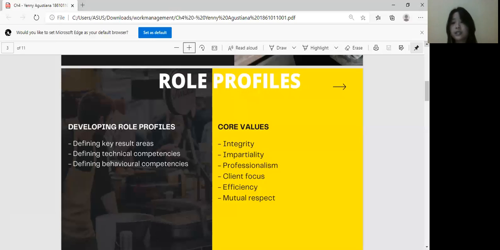The first one is integrity, where we demonstrate high standards of honesty and reliability. The second is impartiality: we are fair and even-handed in dealing with members of the public and each other. Professionalism is where we provide high quality professional advice and service. And client focus is where we are responsive to the needs of the members and the public.